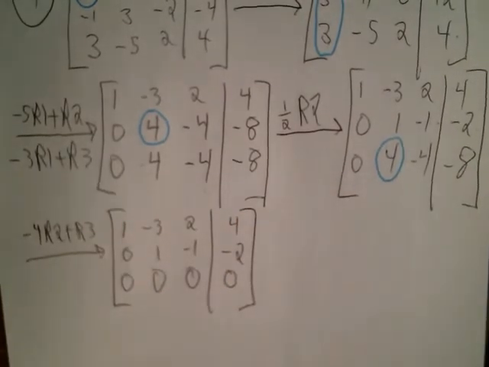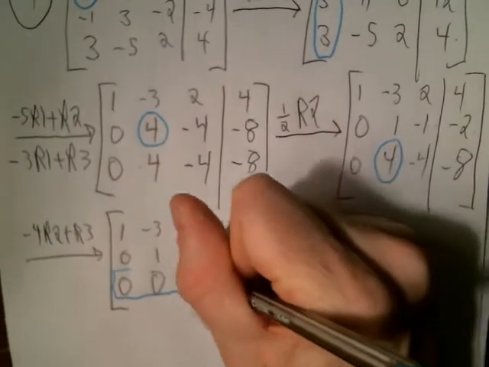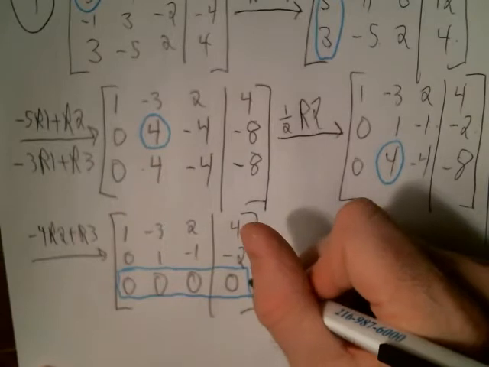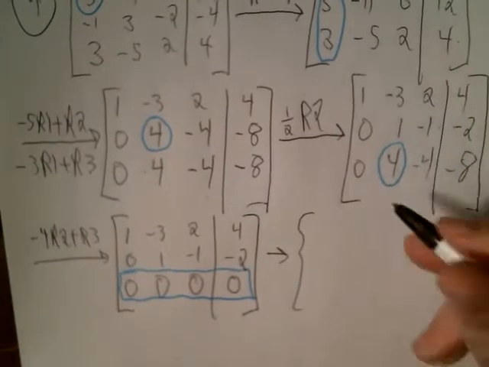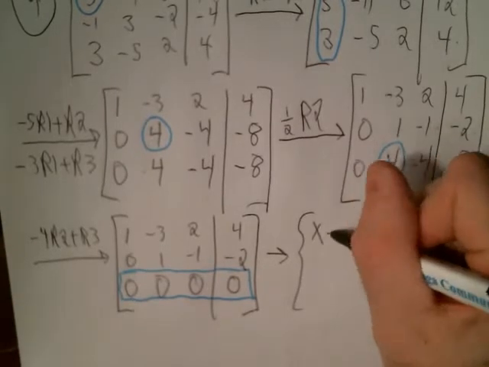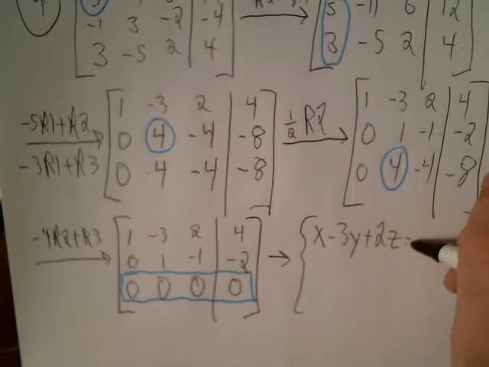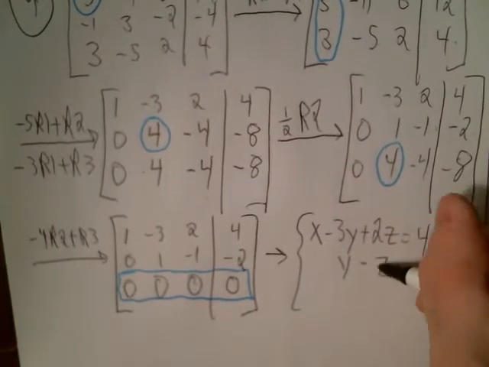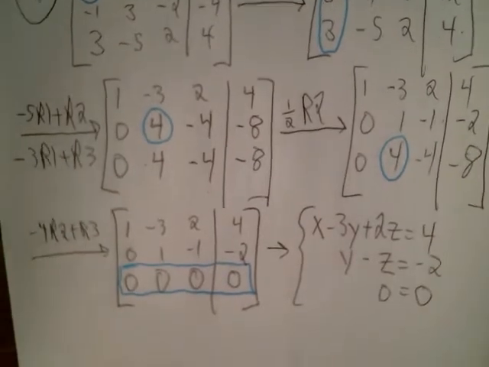Okay. So this is a big red flag here. Just like before, this tells us we have infinite solutions. We can transfer it back into equation form. x minus 3y plus 2z is 4, and then y minus z is -2, and then 0 equals 0.